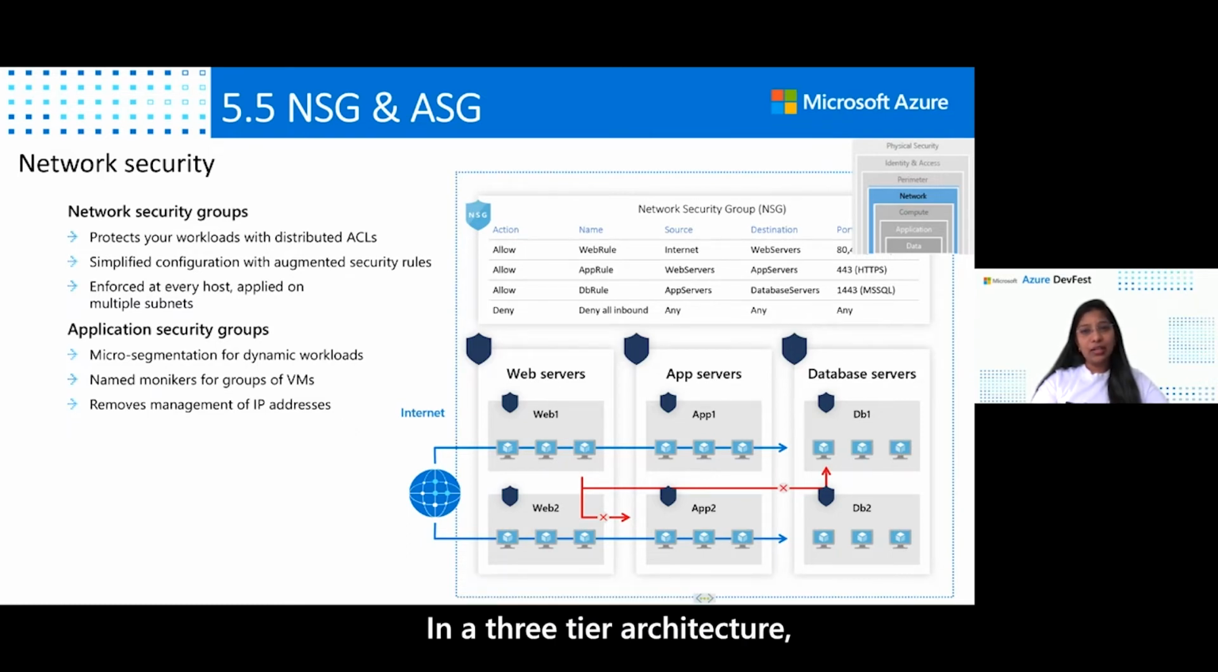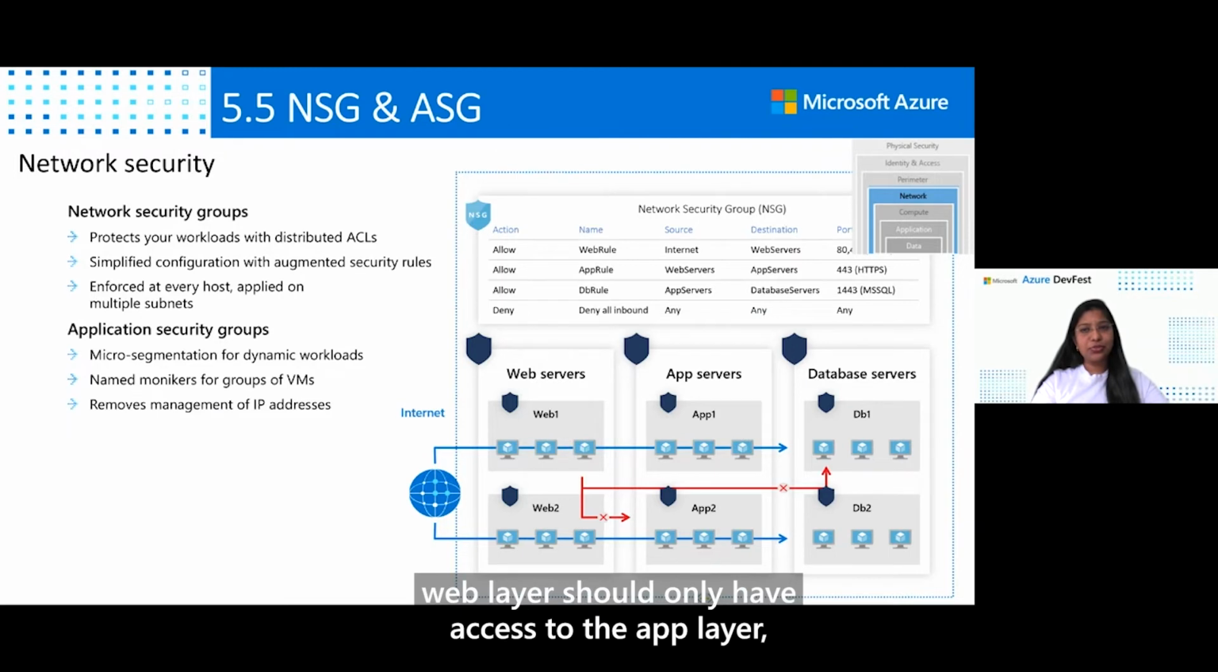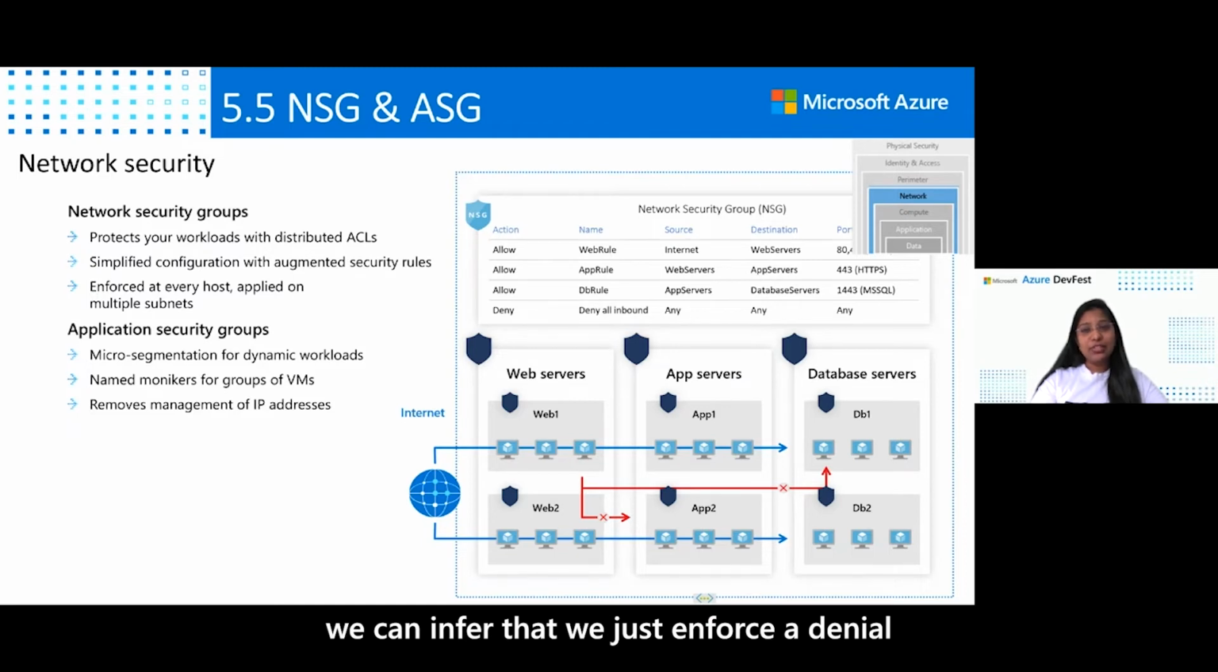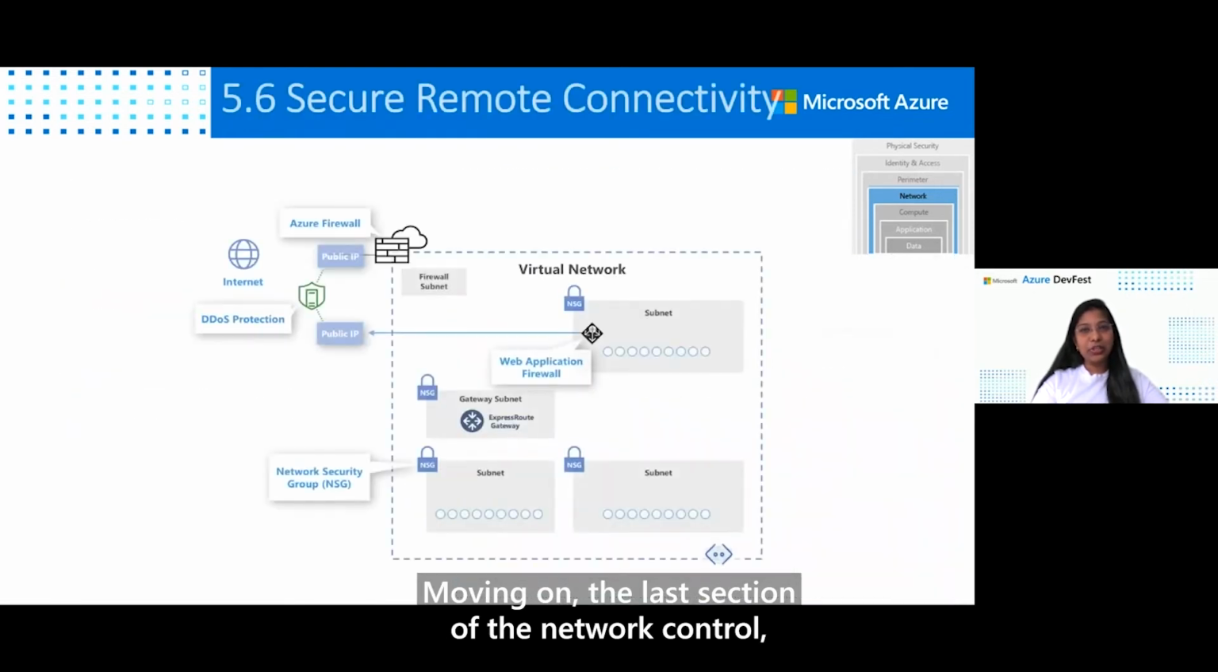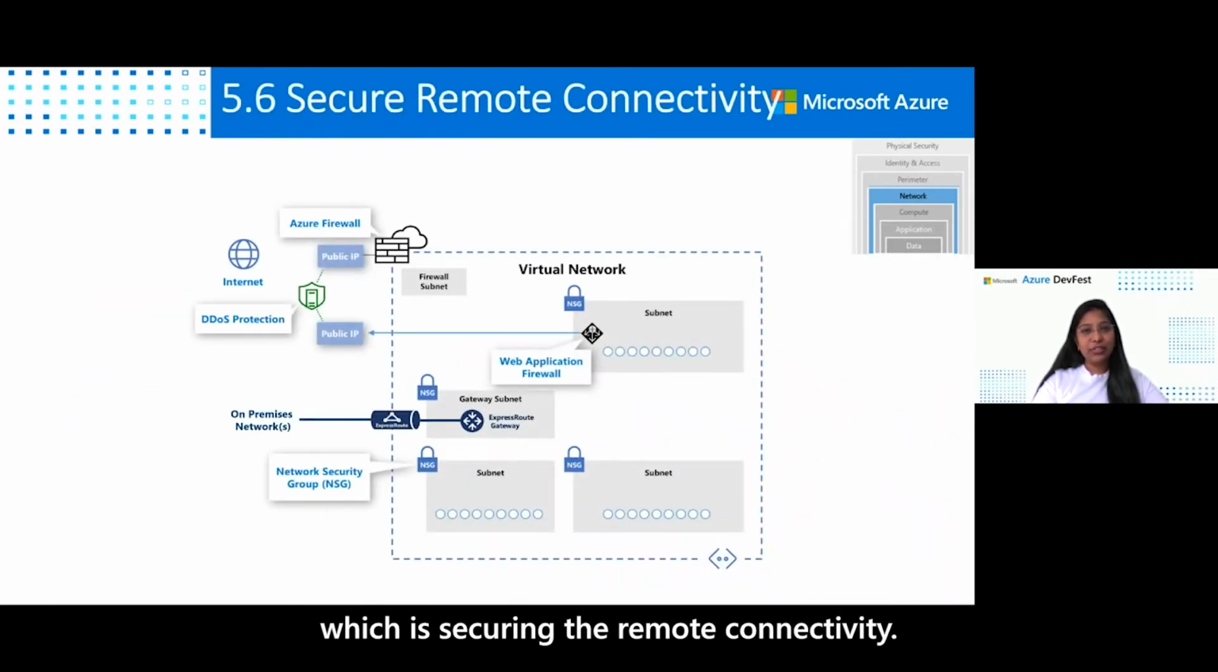In a 3-tier architecture, the web layer should only have access to the app layer, but not the DB layer. Hence, in that case, we can enforce a deny rule on the DB NSG from the web NSG. Moving on, the last section of the network control, which is securing the remote connectivity.